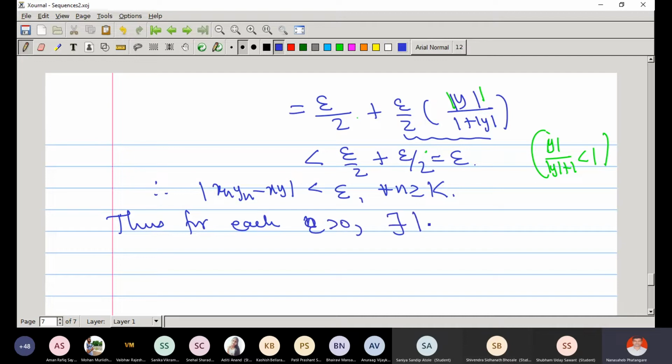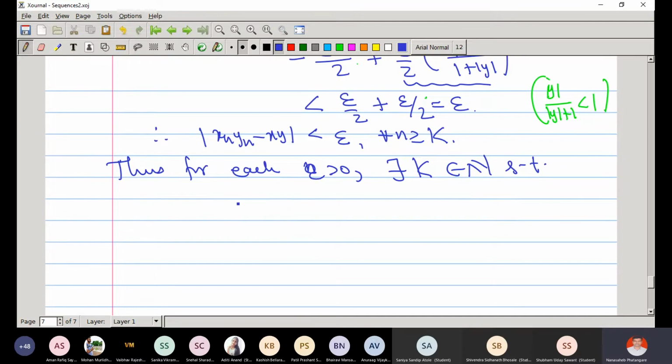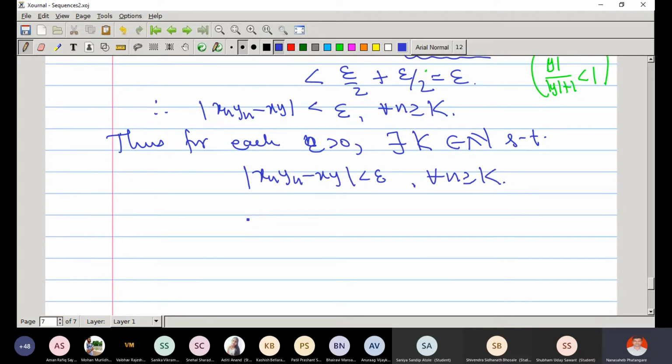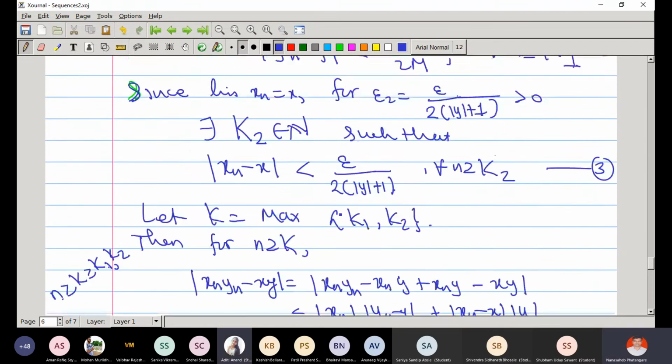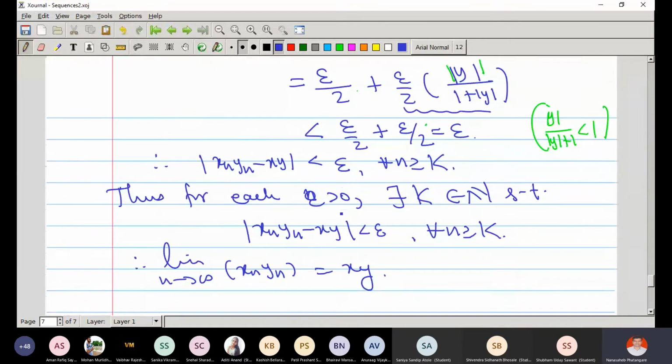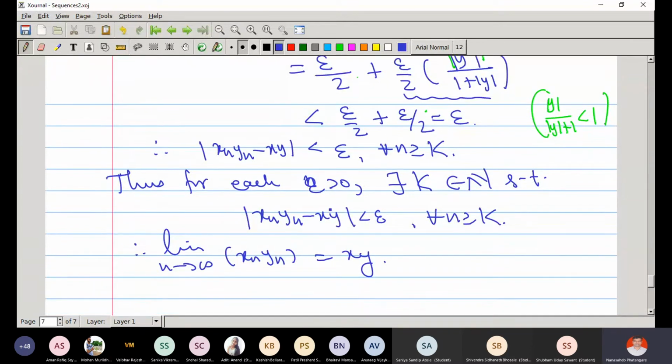Thus, for given any epsilon, we are able to produce k such that this difference is less than epsilon for each n greater equal k. So, what conclusion can we make from this? Therefore, limit as n tends to infinity of xn yn is xy. Okay, so is this proof clear? Yes, sir. No doubt, right? We are just following the definition of limit. So given epsilon, how to produce k, that is the main idea.